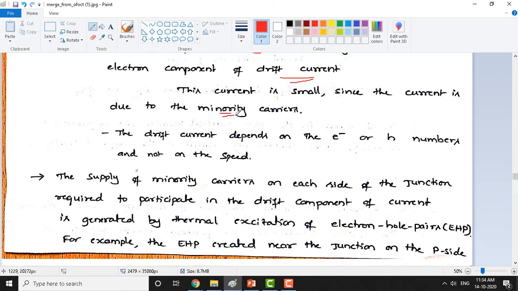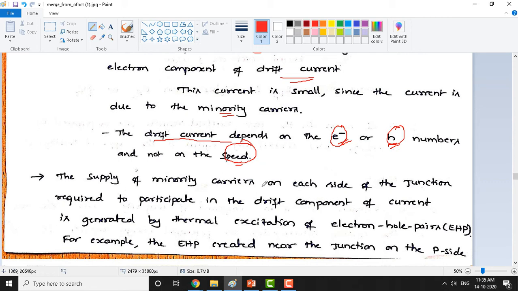Okay, so drift current depends on the electron and hole numbers. It doesn't depend on the speed of the electron. This is also an important point here. The drift current flowing in reverse bias depends on the number of electrons on the p side and the number of holes on the n side. Since they are minority carriers, less current will result. So the total magnitude of current depends on the number of electrons and holes. It doesn't depend on the speed of the electron or hole.